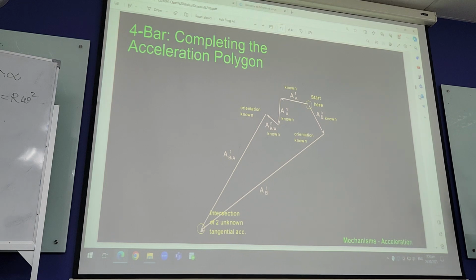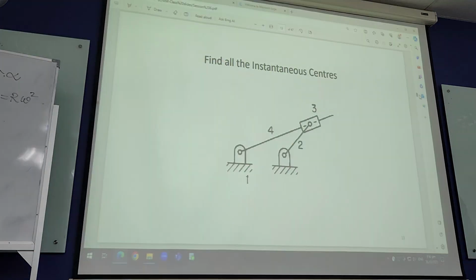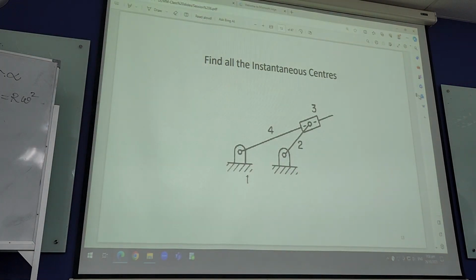Alright, so this is about the acceleration method. After this, the next topic is instantaneous centers. This will be one big question for 30 marks, identifying the instantaneous centers. Now, can you identify the instantaneous centers? Anyhow, I'll upload this file so you know.